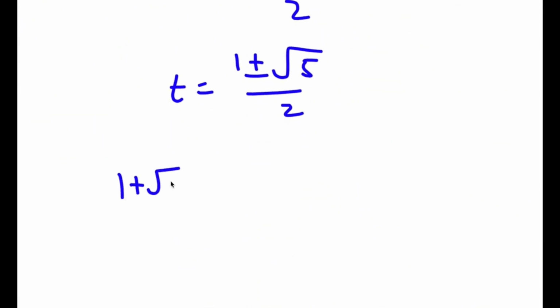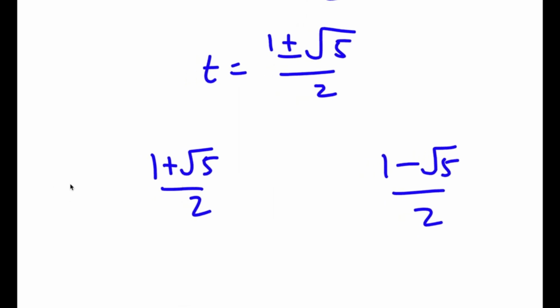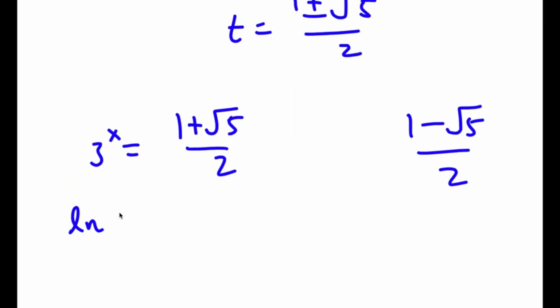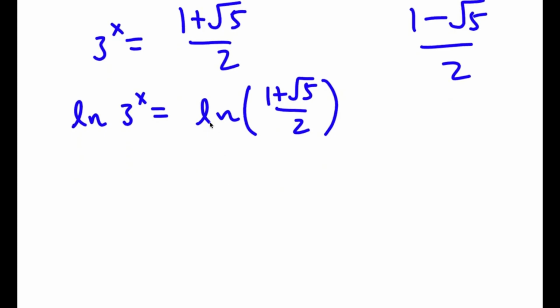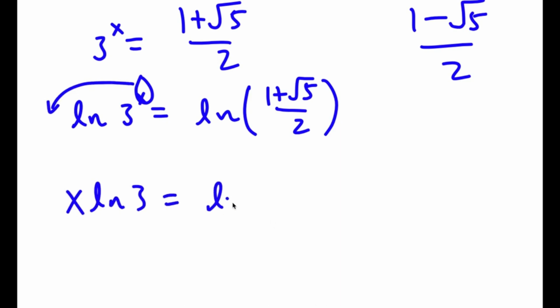So now we come over here to two solutions of x. We have 1 plus the square root of 5 over 2 and 1 minus the square root of 5 over 2. So if 3 to the power of x is equal to 1 plus the square root of 5 over 2, to solve this, I'm going to first take the ln on both sides. So I have ln 3 to the power of x is equal to ln 1 plus the square root of 5 over 2. And now I can move this to the front. So now I have x times ln 3 is equal to ln 1 plus the square root of 5 over 2.